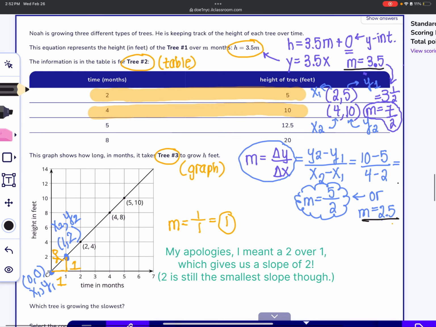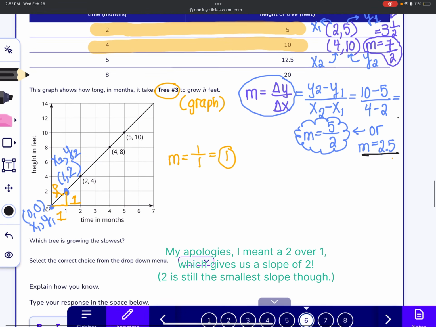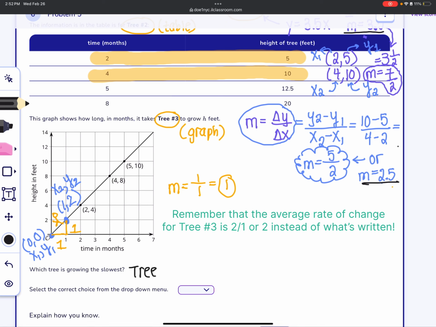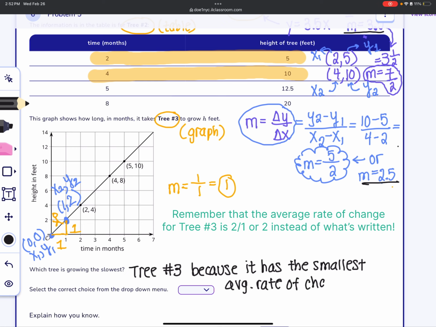And from what it looks like, tree number 3 has the smallest slope. So I'm going to write tree number 3 because it has the smallest average rate of change, or we know it as the slope. Also known as the slope. I'm going to write that as well in parentheses.